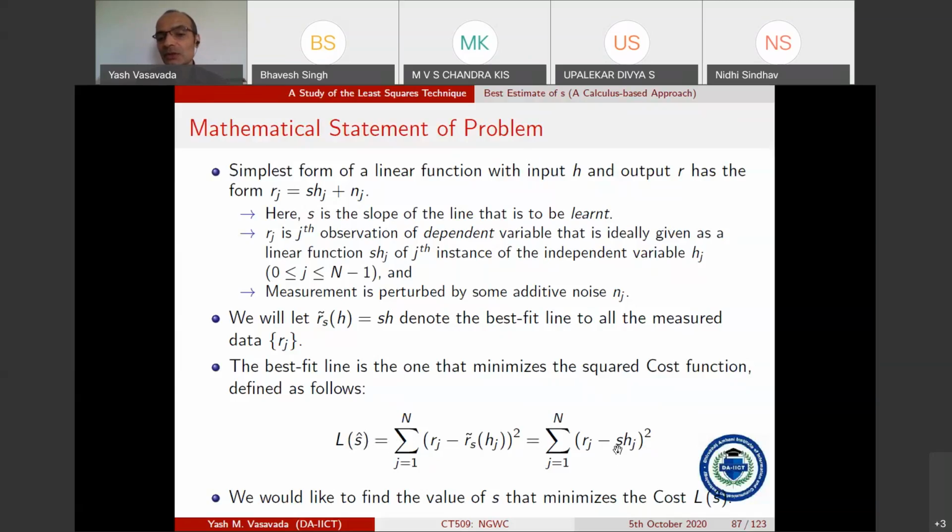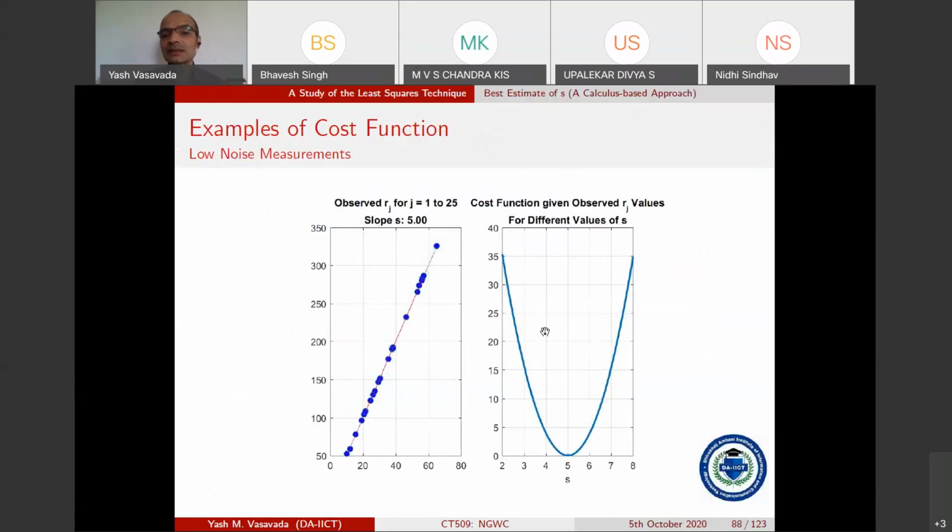Well, one way to do that, because you see, I already have the H values. These are the model vector elements. I know them. I also have the R values. These are the actual observations. These are the blue dots in my chart. I can just change S from some small value to some high value. And for each value of S, I can compute this mean squared error, the cost function. And then I will just plot that cost function and see how it looks.